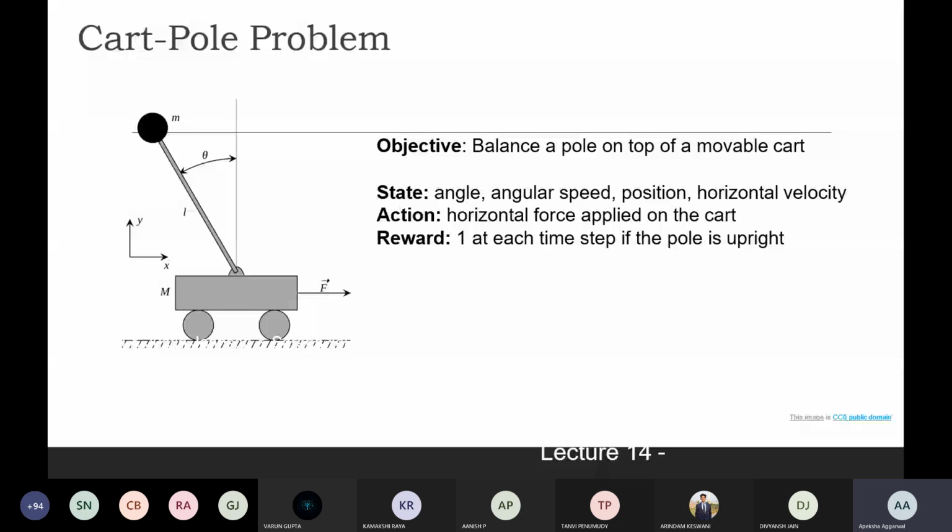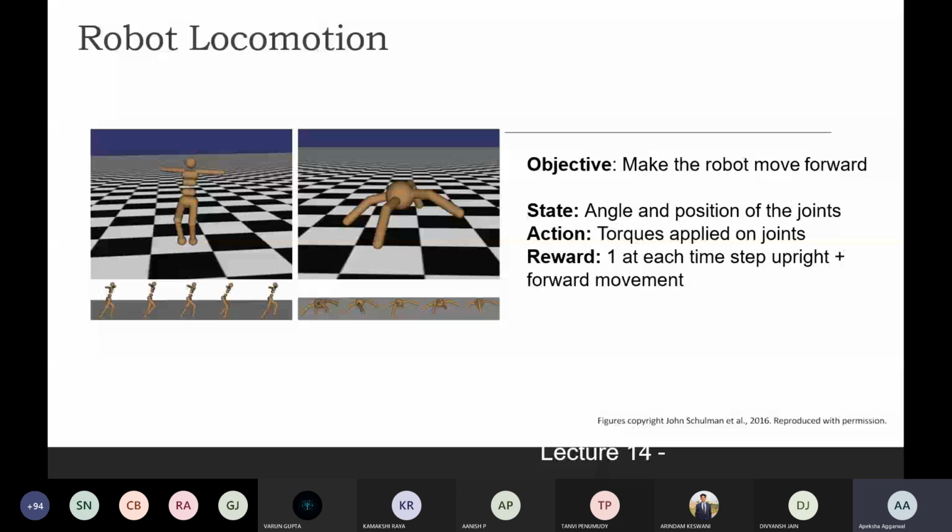All right, so similarly, robots. The state is basically the angle and the position of the joints. Initially, the robot was at some position, and then some action was taken on that robot. Some torque, some force was applied on the joints, and then the robot moves to some other position, and yes, the robot has done what it was meant to do. So this was a simple example of a robot.